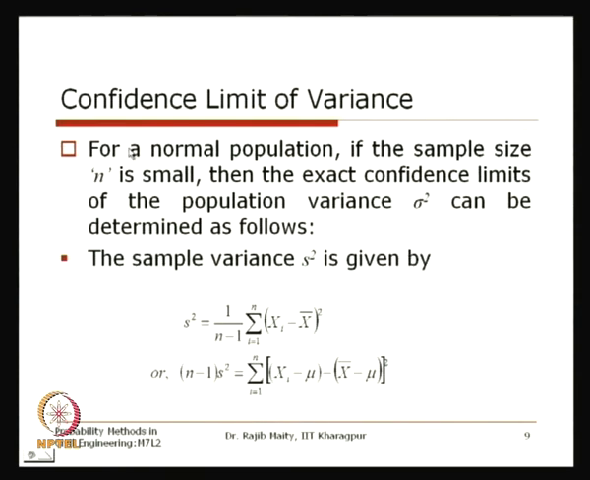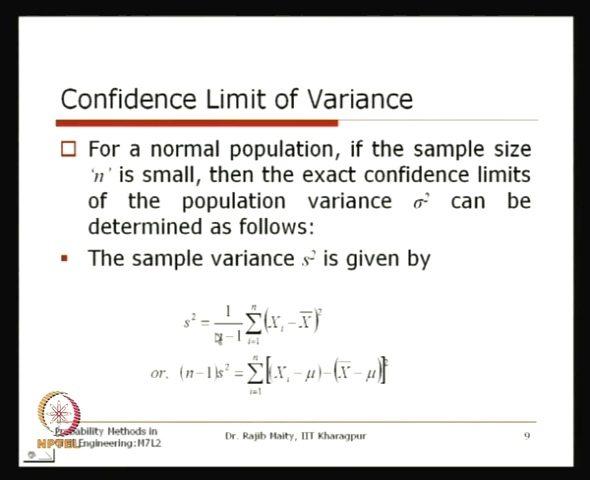For a normal population, so this is the background assumption, if the sample size n is small, then the exact confidence limit of the population variance sigma square can be determined as follows. The sample variance S square is the estimator that we discussed last class, that is S square is equal to 1 by n minus 1 summation i equals 1 to n of (xi minus x bar) square. This x bar is the sample mean, and there are n samples x1, x2, x3 up to xn.